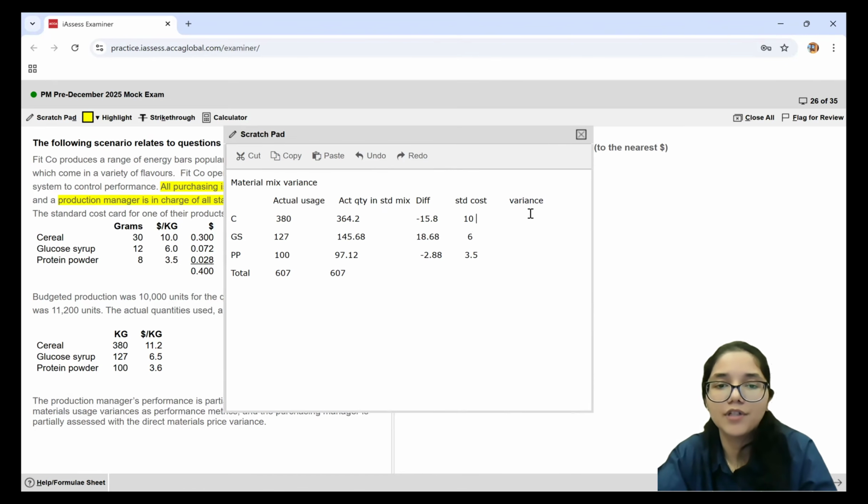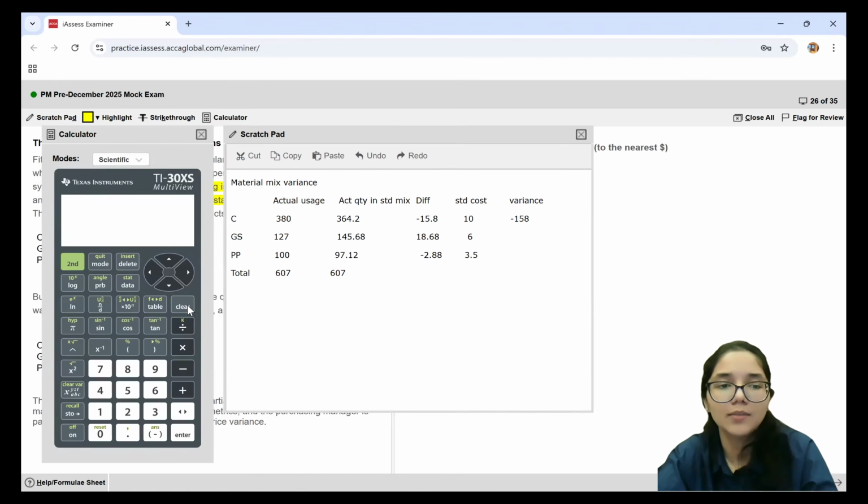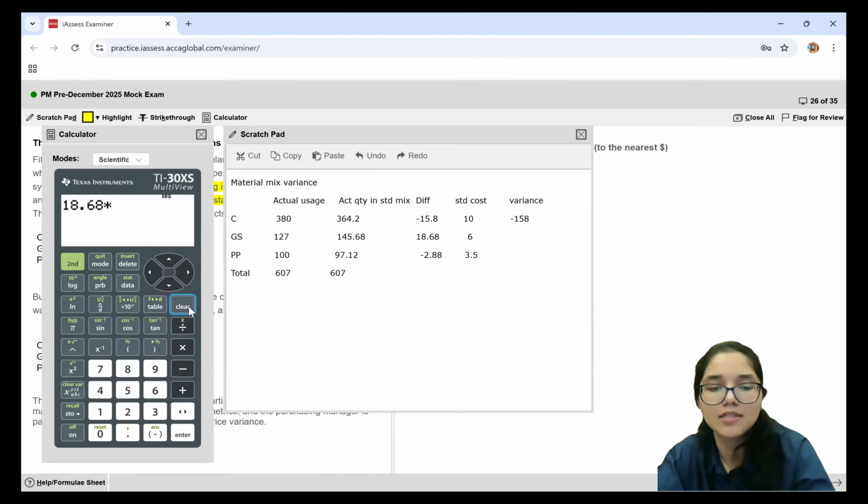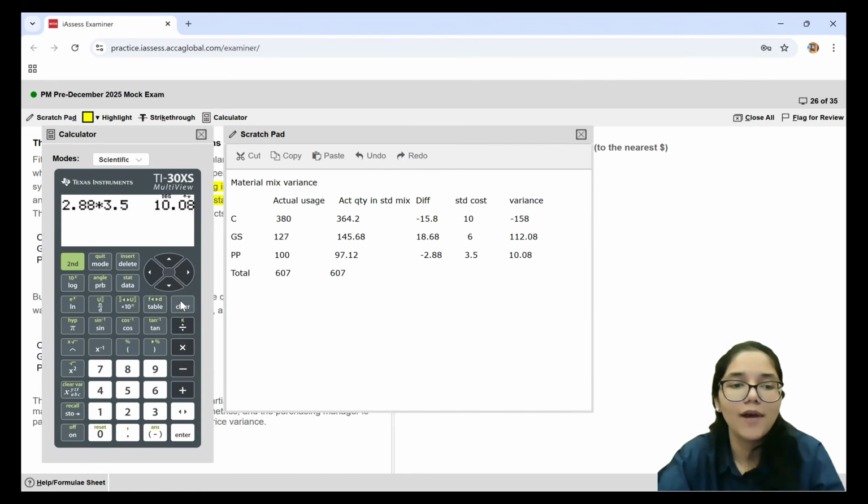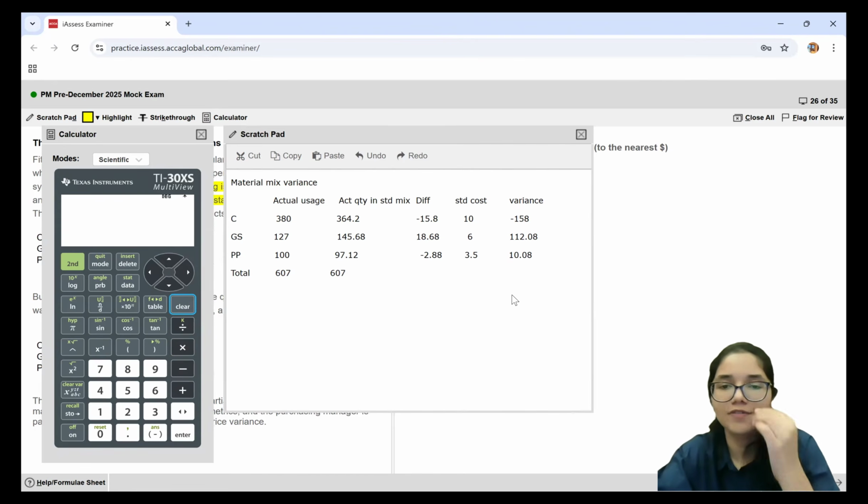Now I can find out the variances. The variance over here is going to be a negative 158. For the second material, it will be 18.68 times 6, which gives me 112.08. And for the last one it will be 2.88 times 3.5, which gives me 10.08. Now I can find out the sum total of all of these variances.